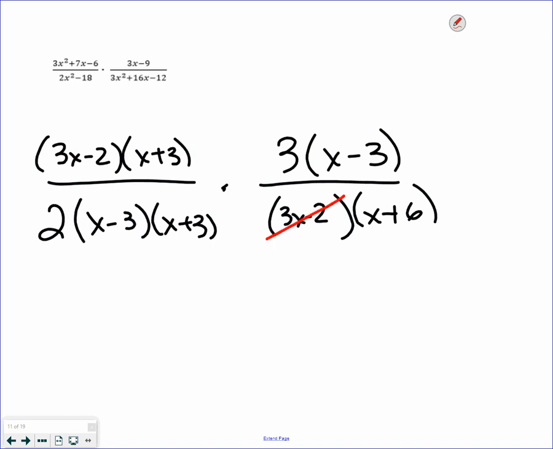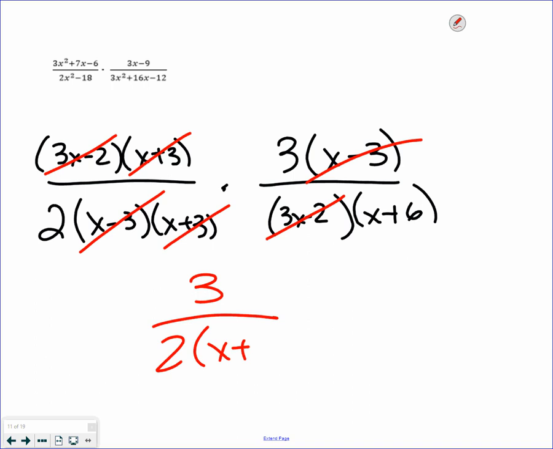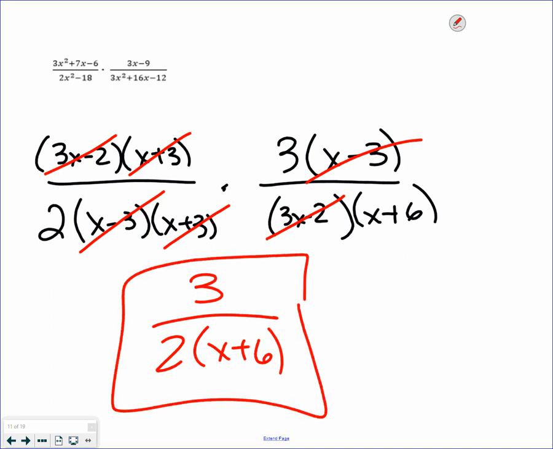So the 3x minus 2 can cancel with 3x minus 2. x plus 3 can cancel with x plus 3. x minus 3 can cancel with x minus 3. So I end up with a 3 on top, a 2 on the bottom, and an x plus 6 as my answer.